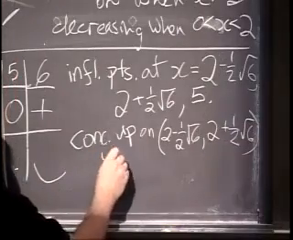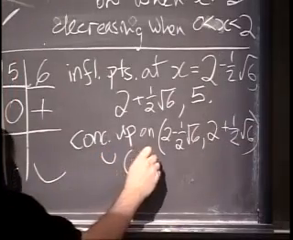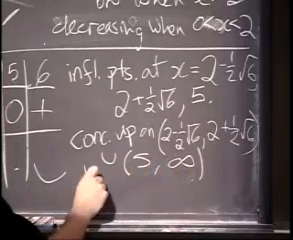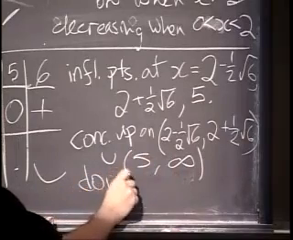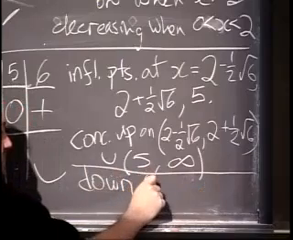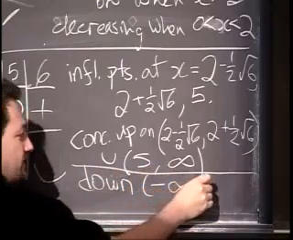Also to the right of 5. And it's concave down. This is really squishing it here. It's concave down everywhere else, minus infinity up to 2.